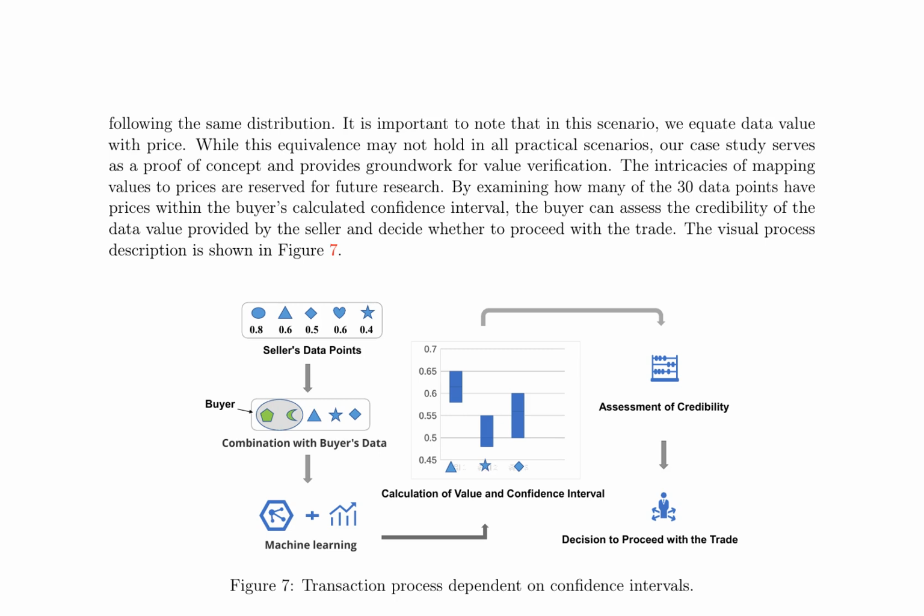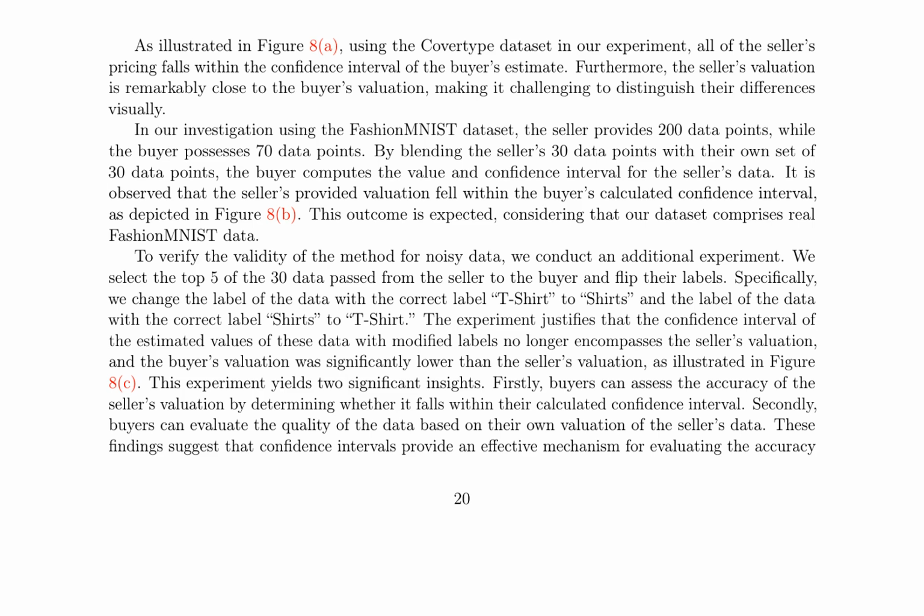Experiments are conducted using the cover-type and fashion-MNIST datasets. In the cover-type dataset experiment, the seller's pricing falls within the buyer's calculated confidence interval, and the seller's valuation is remarkably close to the buyer's valuation. Similarly, in the fashion-MNIST dataset experiment, the seller's provided valuation falls within the buyer's calculated confidence interval, indicating the method's effectiveness for real data. To test the method's validity for noisy data, an additional experiment is conducted.